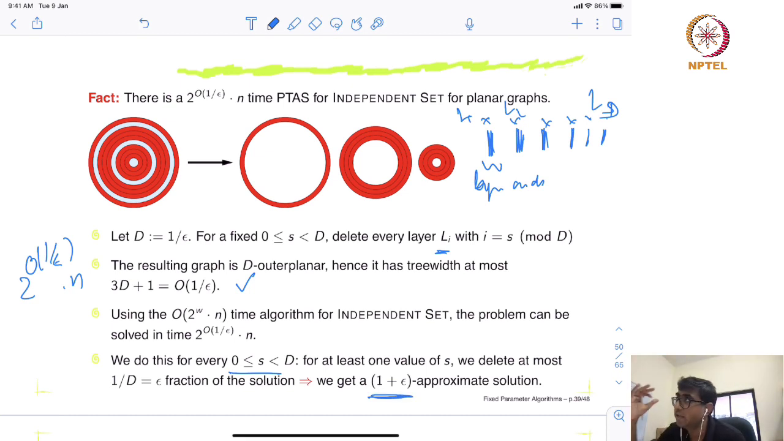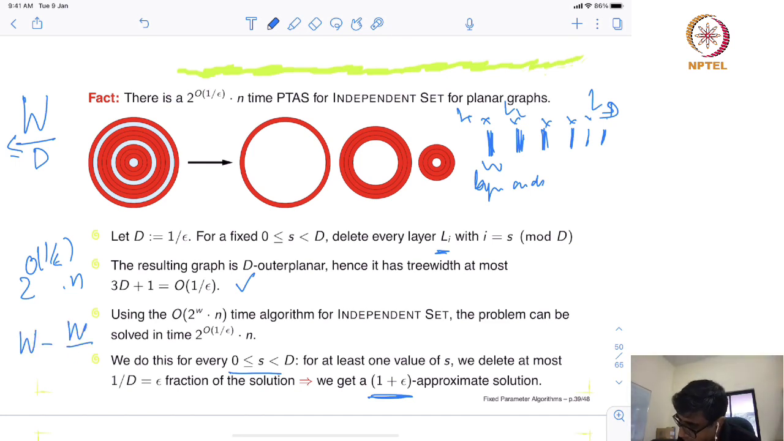But the idea is that if the total weight was w for max weight independent set, you will lose how much? There is a layer which contains at most w by d. So you will definitely be returning a solution of at least this weight, and if you do the maths, this will come to a 1 plus epsilon approximate solution.